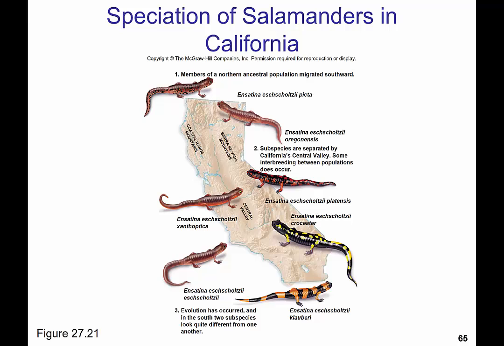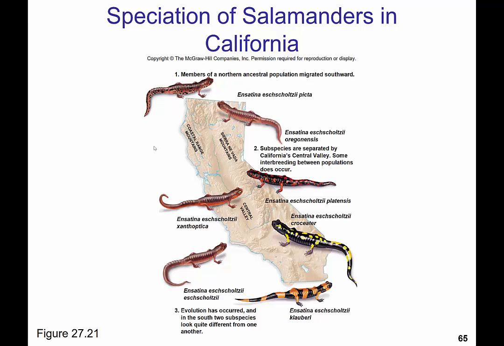A good example are salamanders in California. So we have members of a northern ancestral population that migrated southward, and subspecies are separated by California's Central Valley. Some interbreeding between populations does occur, but evolution, or this change over time, has occurred, and in the south we have 2 subspecies that look quite different from one another, and if we're comparing these species to the original species, there's a lot of difference there, and there's no interbreeding between these populations that are further south, and so there's reproductive isolation.